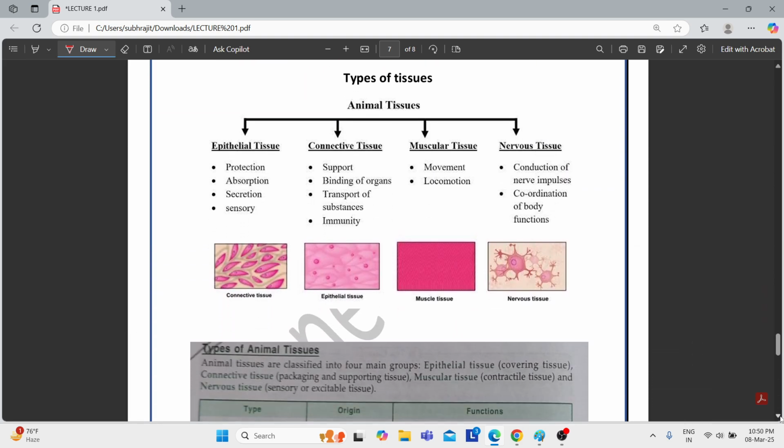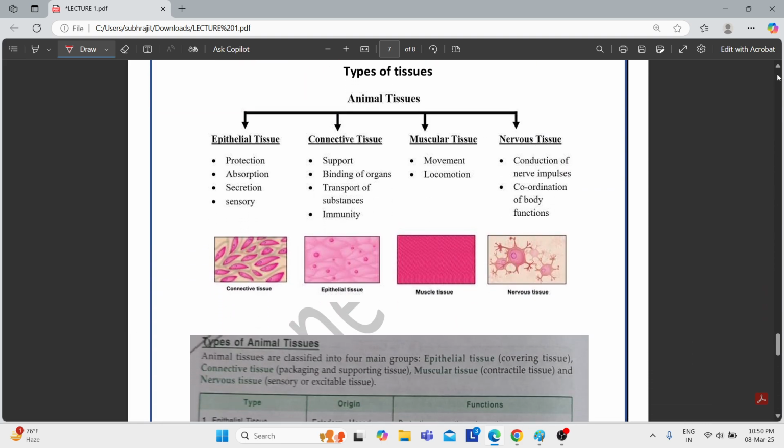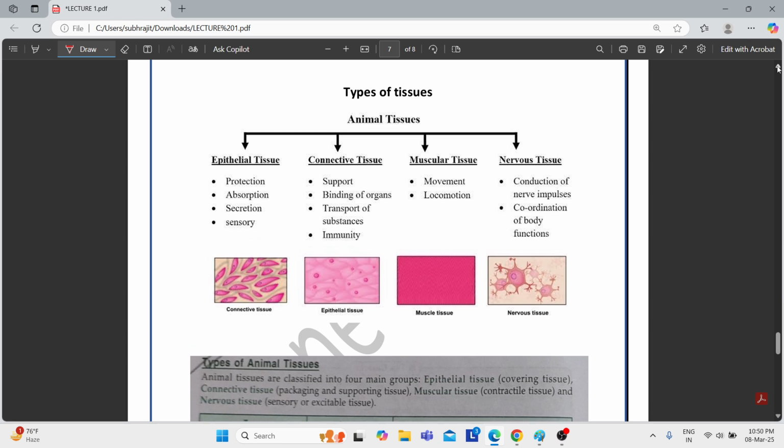Now coming to types of tissues. There are basically four types of animal tissues: epithelial tissue, connective tissue, muscular tissue, and nervous tissue. These are the four broad categories of animal tissues, and there are also subdivisions in the epithelial tissue, which I will discuss in the next lecture.